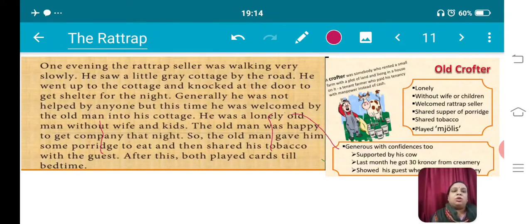He was a lonely old man without wife and kids. Means one similarity was there in the crofter and the beggar. Both of them were alone. The old man was very happy to get company that night, and then shared his tobacco with the guest. After this, both played cards till bedtime. In your text, this card game is called Mazzolis.